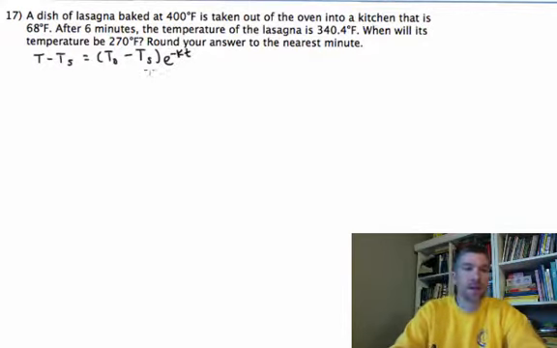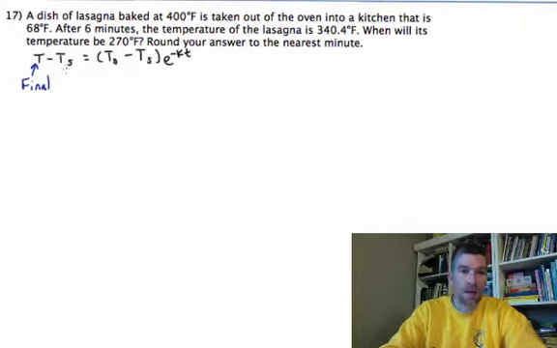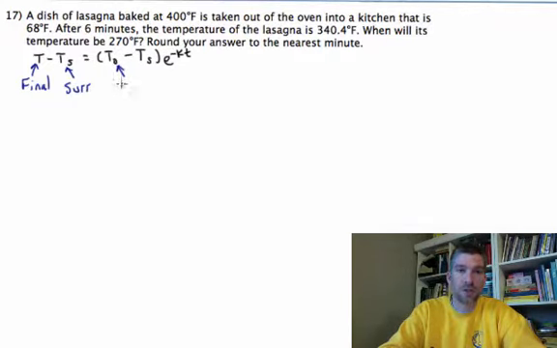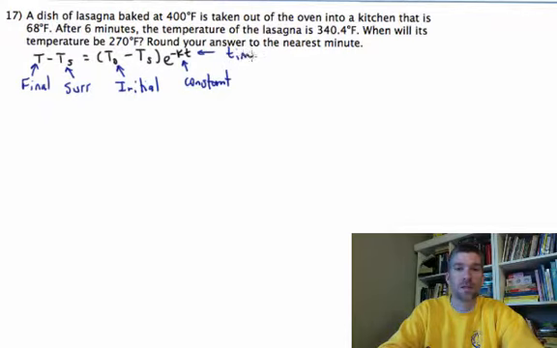Basically these all stand for different things. This is your final temperature, the temperature we're interested in at the very end. This is your surroundings, the temperature of your surrounding items. This is your initial temperature, what we originally have to start with. K is just some constant, and it doesn't change. Once we find it, it stays the same through the whole problem. And the little t is time.